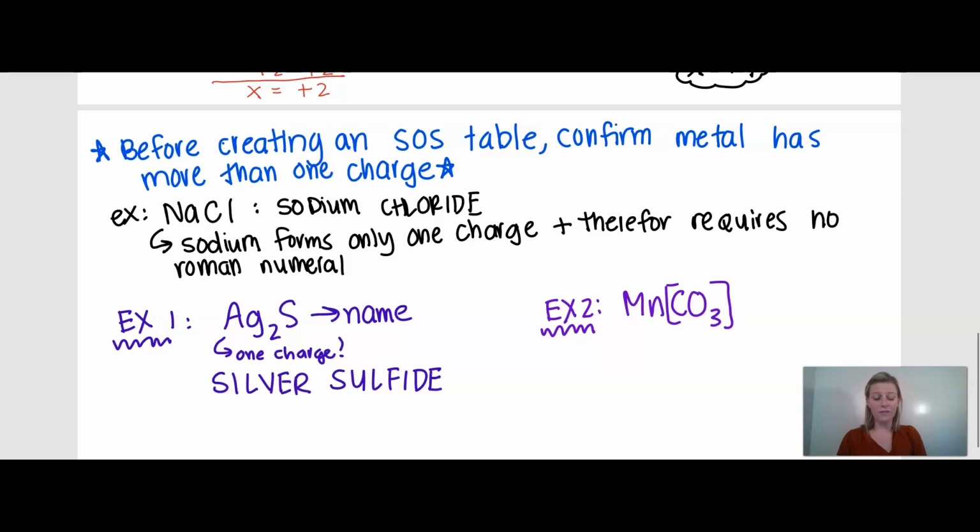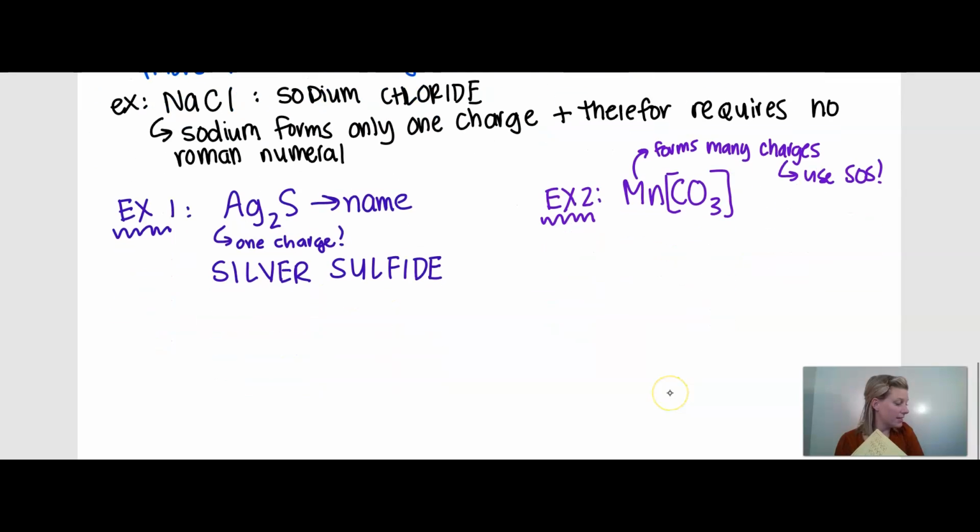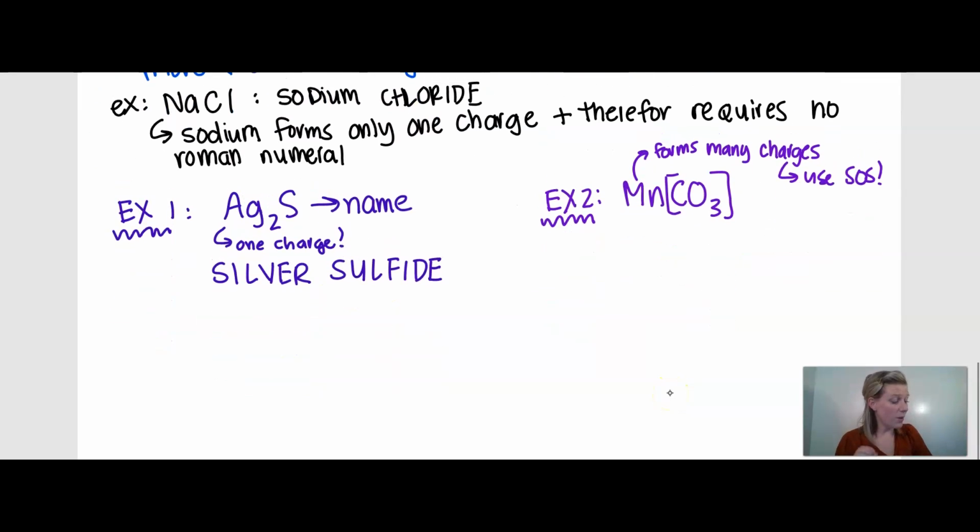But we're going to do our check first, which is find manganese and determine, does it form multiple charges? If we look at manganese, element number 25, it forms lots of different charges. So what we're going to have to do here is an SOS table. So this forms many charges, so we need to use the SOS table. Okay, so let's go ahead and set that SOS table up, and again, I'm going to show you how we can use that for a polyatomic ion.